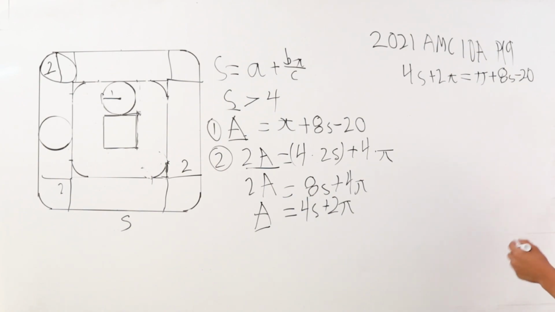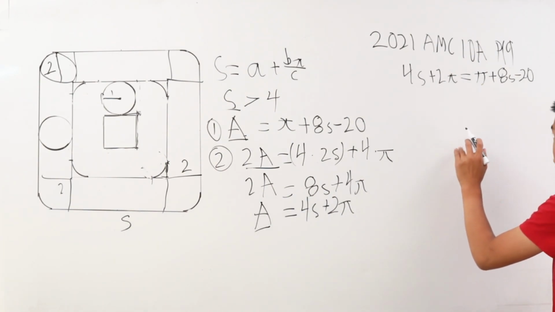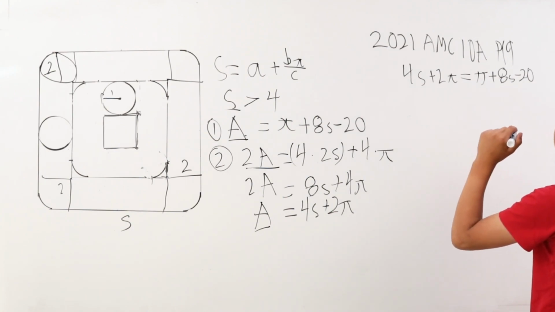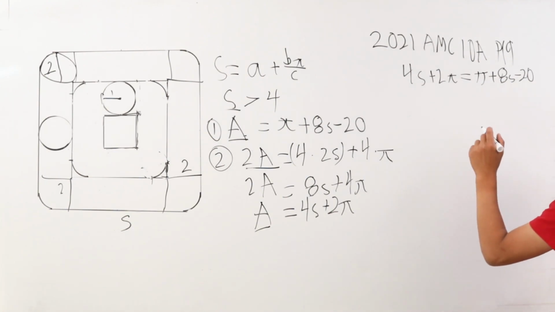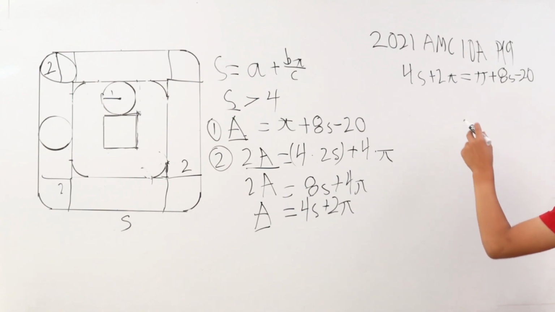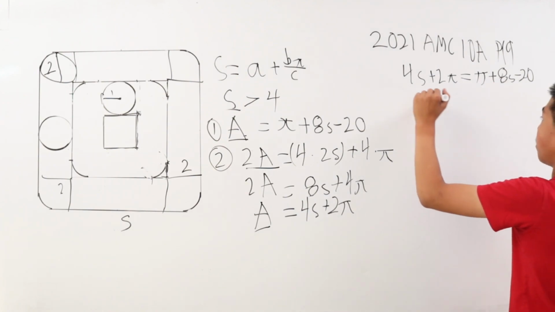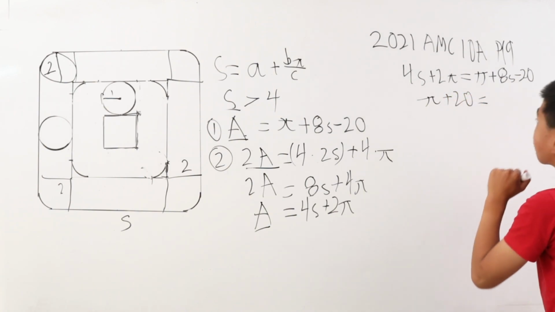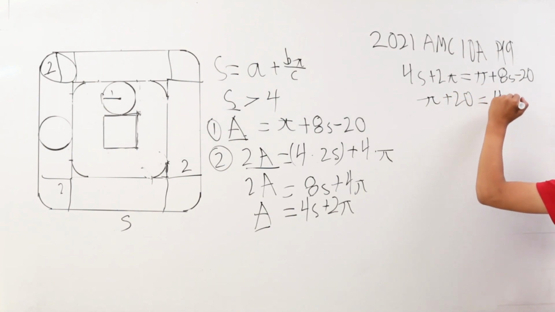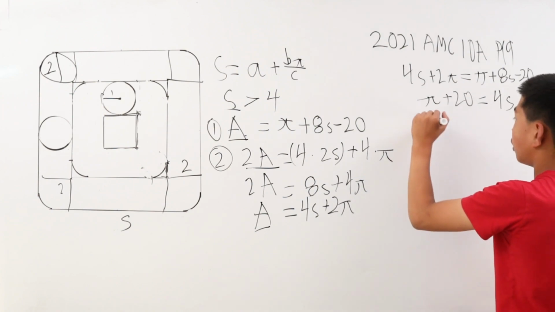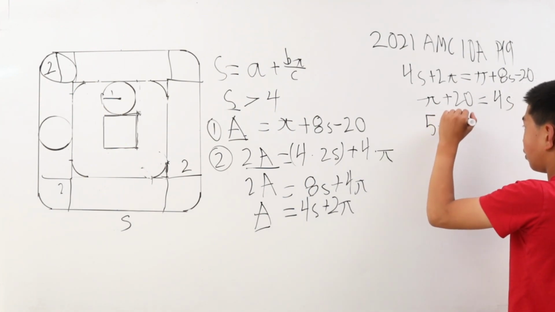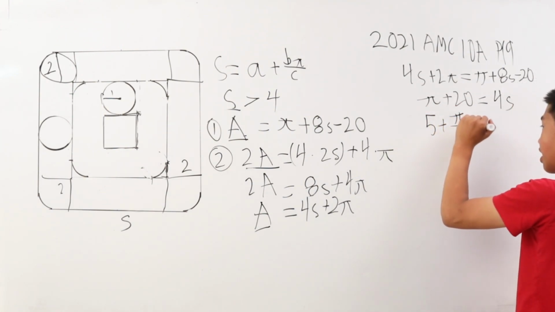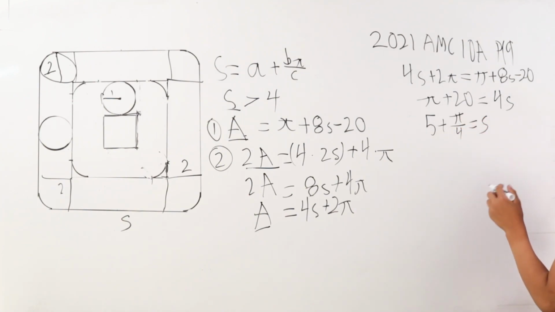Remember, we want the value of s. So we can just move everything to one side. Well, we want s on one side, so let's do that. This becomes, so pi plus 20 is equal to 4s. When you divide by 4, 5 plus pi over 4 is s. And I did that because that's the order of s.